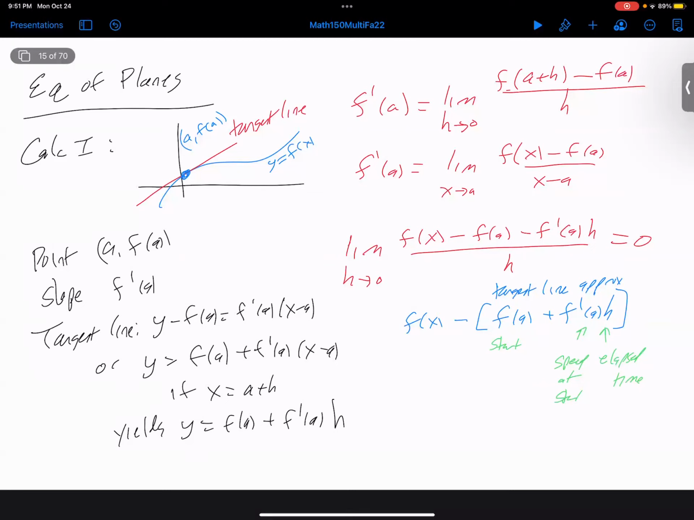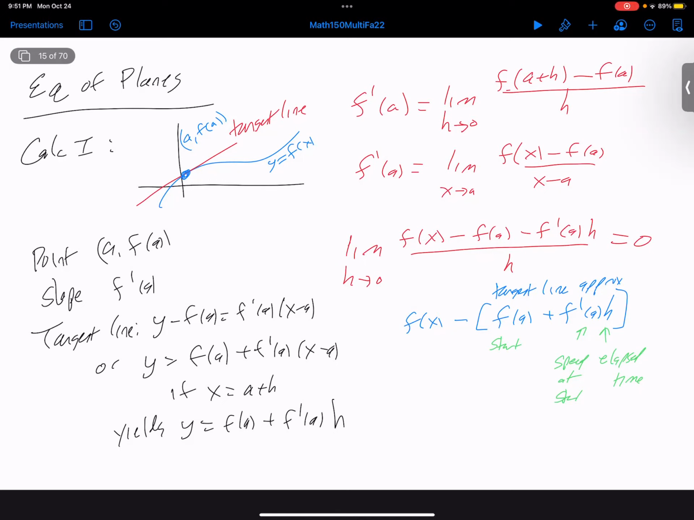And what this is saying is take some point a, and let's approximate where we think we would be at a small time h later. Well, we would start off at f of a. Our instantaneous speed is f prime of a, and we've had h units of time elapse. So the amount we've moved is f prime of a times h approximately. And so if our speed was constant, this would be perfect.